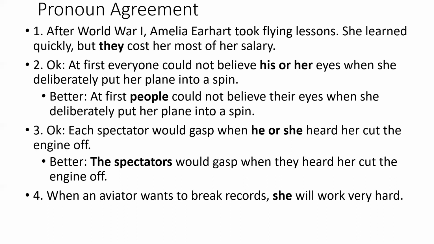Now 4 is a little different because in 4, we are referring to a hypothetical aviator as opposed to referring to a bunch of different aviators. The same idea basically applies. I mean, we could change an aviator to aviators: When aviators want to break records, they will work very hard. But it is okay to imagine a hypothetical aviator and to give that aviator a gender. When an aviator wants to break records, she will work very hard. And depending on the context, it may make more sense to choose a specific gender.